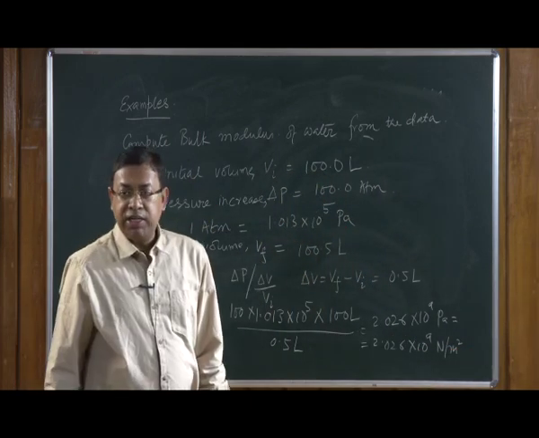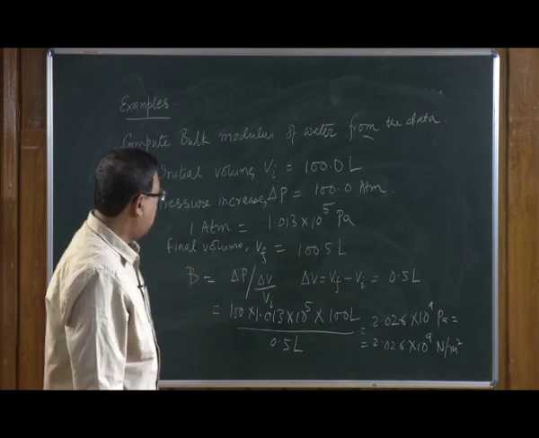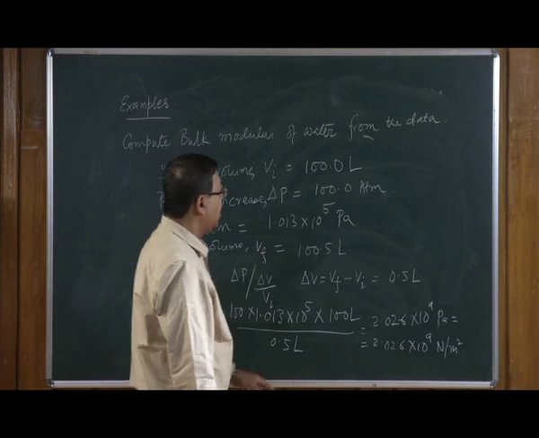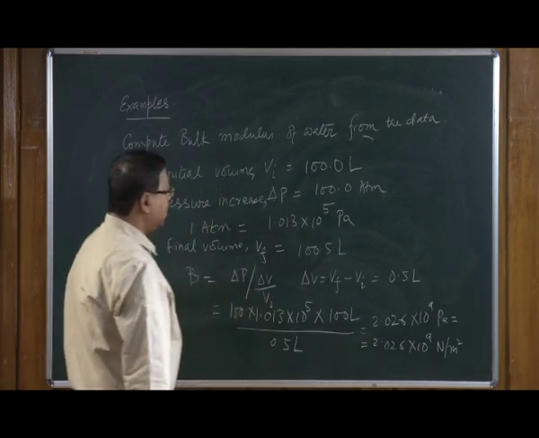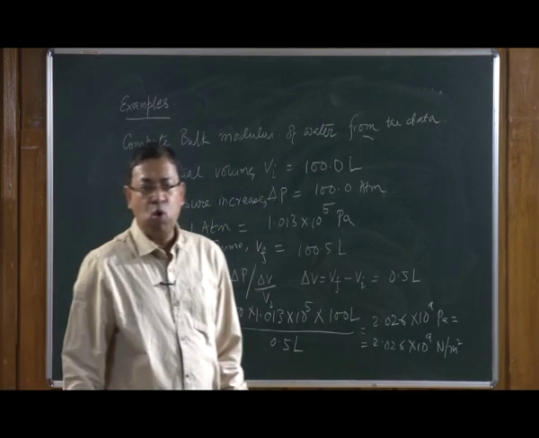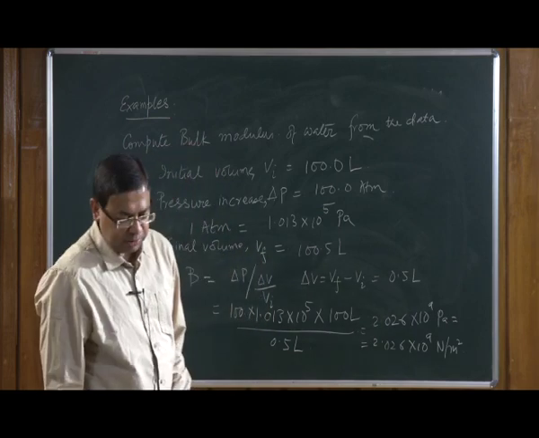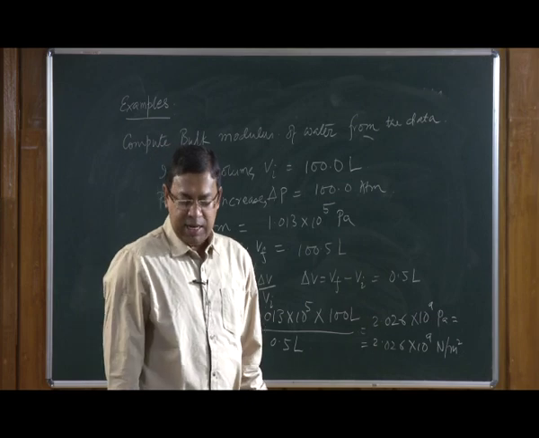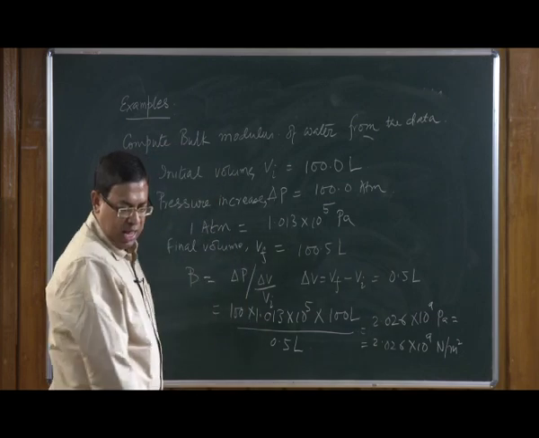So the question is why water seems to have a large bulk modulus. In fact, gases have a smaller bulk modulus because they are compressible. So the more compressible the fluid is, the smaller the bulk modulus it will have.